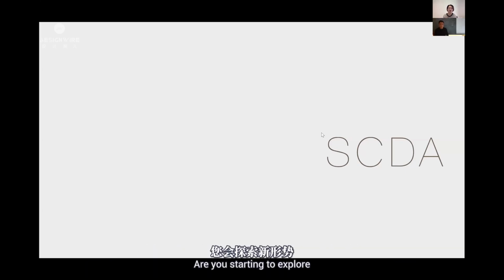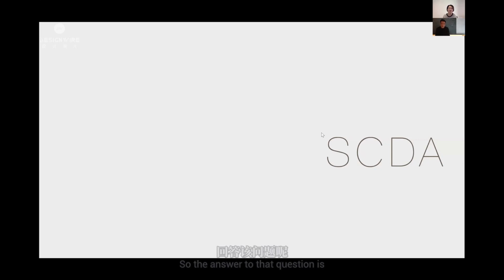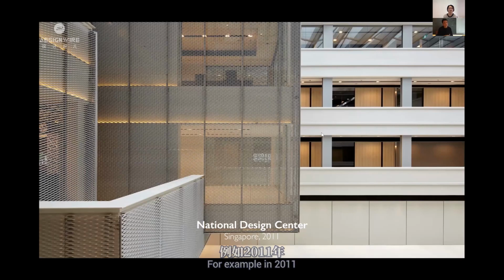Are you starting to explore and applying your practice into other typology, such as public space, so your design could benefit a larger base of end users? Right. So the answer to that question is, really, does this methodology of design apply to public buildings and institutions? For example, in 2011, we won the competition for a design center.